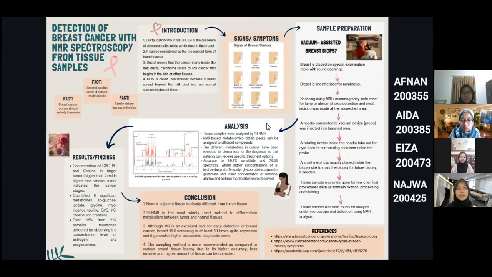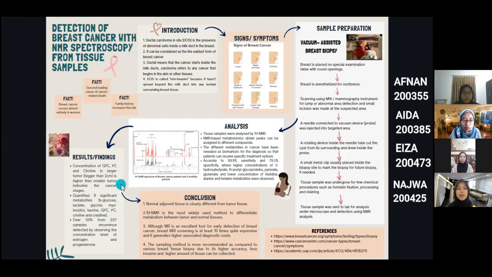So now I will be talking about the results and findings of NMR spectrum analysis of breast cancer tissue. The first one is that the concentration of glycerophosphocholine and also choline in larger tumors, that is bigger than 2 cm, is higher than in smaller tumors. So this finding indicates the cancer stage of the breast cancer patient. The next finding is that there are 9 significant metabolites found in breast cancer tissue, which are beta-glucose, lactate, glycine, myoinositol, taurine, GPC, PC, choline, and also creatine.